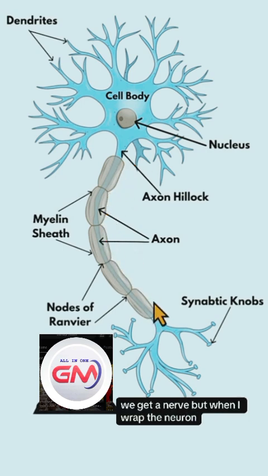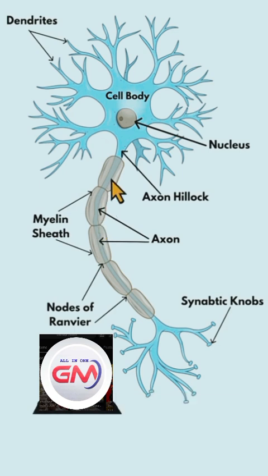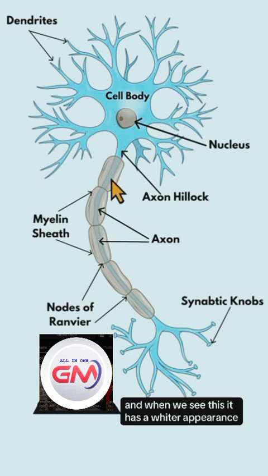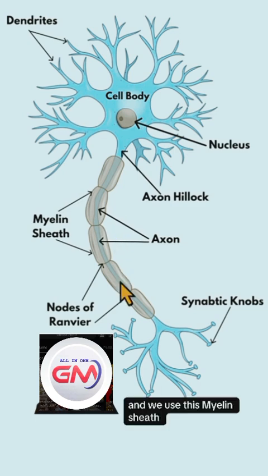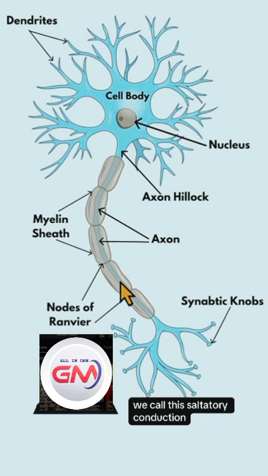But when I wrap the neuron, I wrap it with a myelin sheath. And this is a lipid-based material that I insulate the neuron with. And when we see this, it has a whiter appearance, so that's why we have the term white matter. Not all neurons are myelinated, so if it's not, it appears to be more gray, so we call that gray matter. And we use this myelin sheath to speed up the electrical activity of the actual neuron. We call this saltatory conduction.